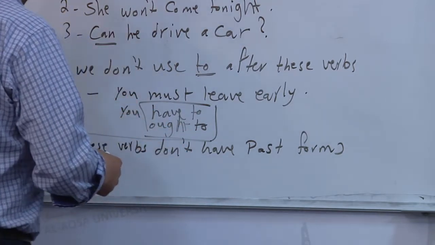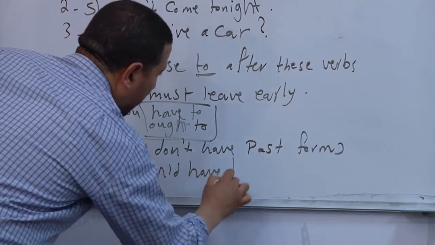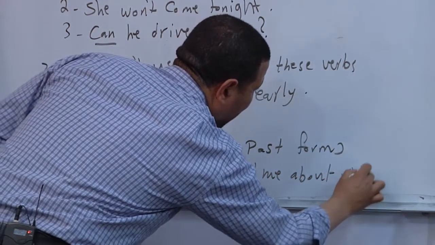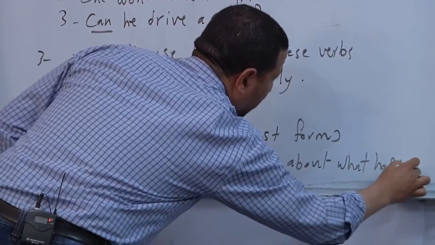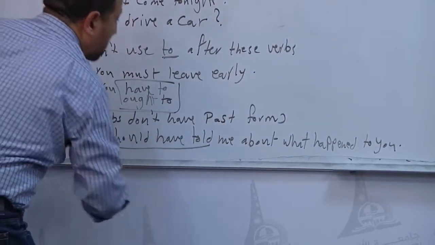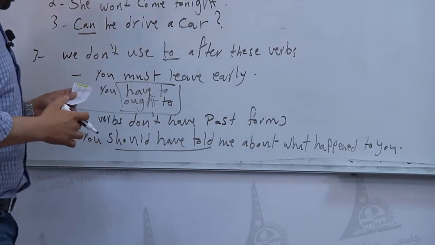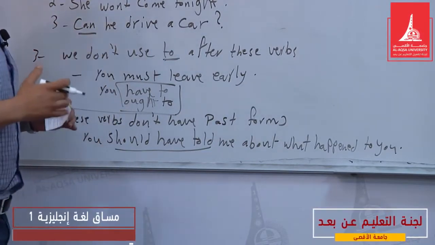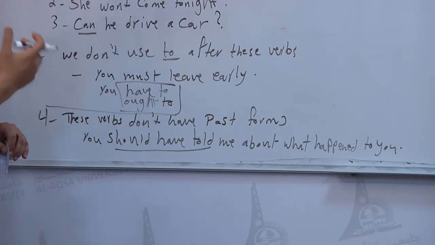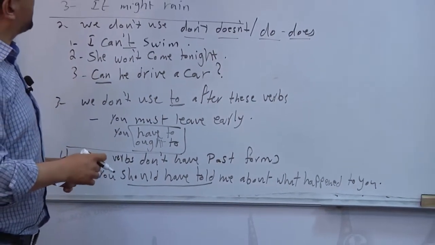Like, you should have told me about what happened to you. So should have plus past participle. This is the perfect infinitive. This is used to talk about the past with these modal verbs. Okay, so these are important rules concerning modal and related verbs.